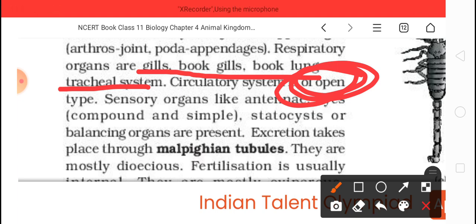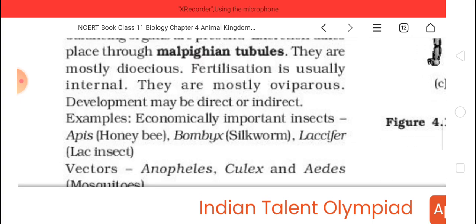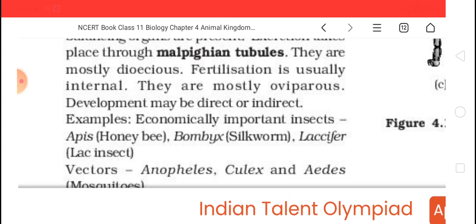Sense organs are antennae and eyes. Eyes can be compound or simple, and they have statocysts which help in balancing. Excretion takes place through Malpighian tubules, and they are mostly dioecious. Okay. Now fertilization is usually internal. They are mostly oviparous, and development may be direct or indirect.